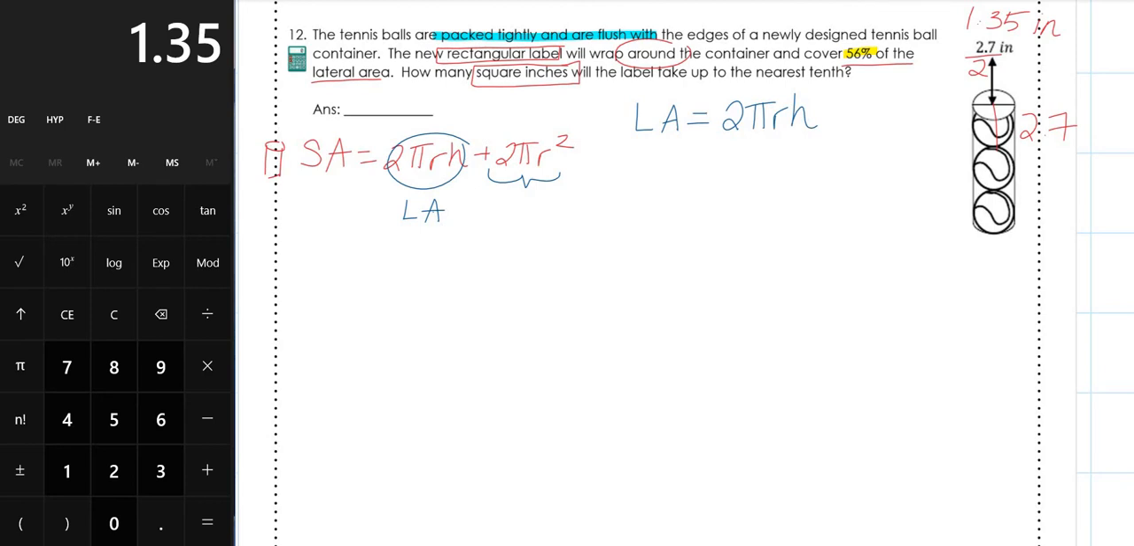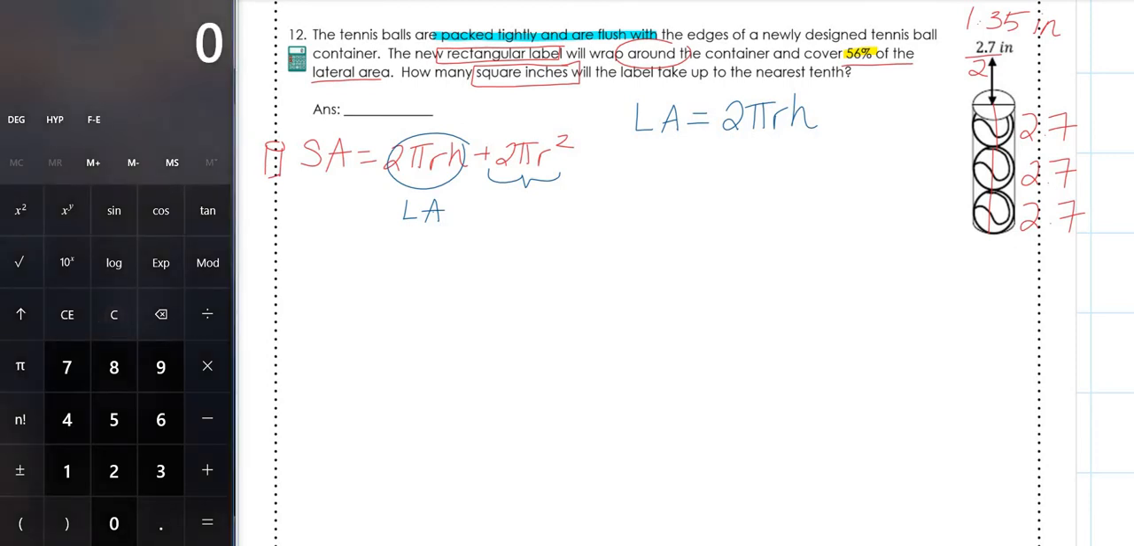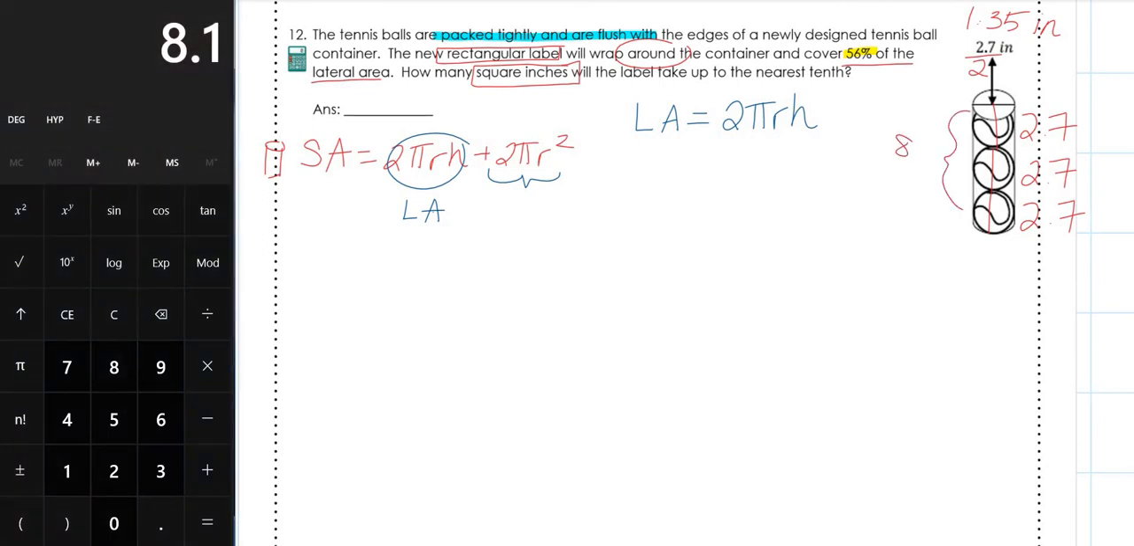Then another 2.7, and then another 2.7. So in total, we have 3 tennis balls with a quote-unquote height of 2.7, which gives us the entire height of the container. Go to your calculator, do 2.7 times 3, and we get 8.1. So the height of our container is 8.1 inches.